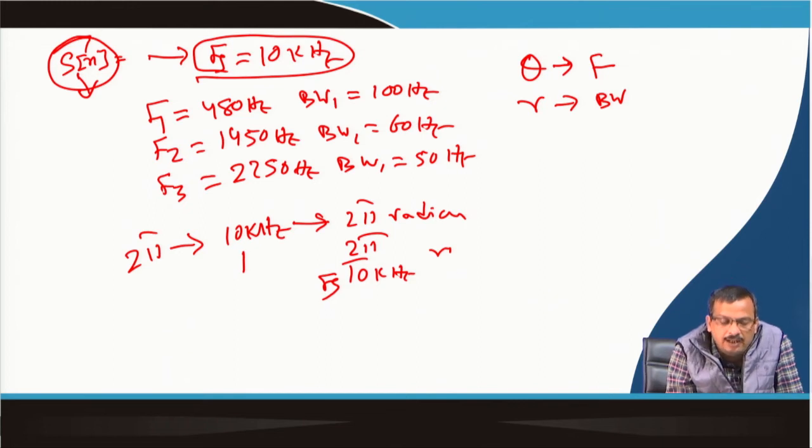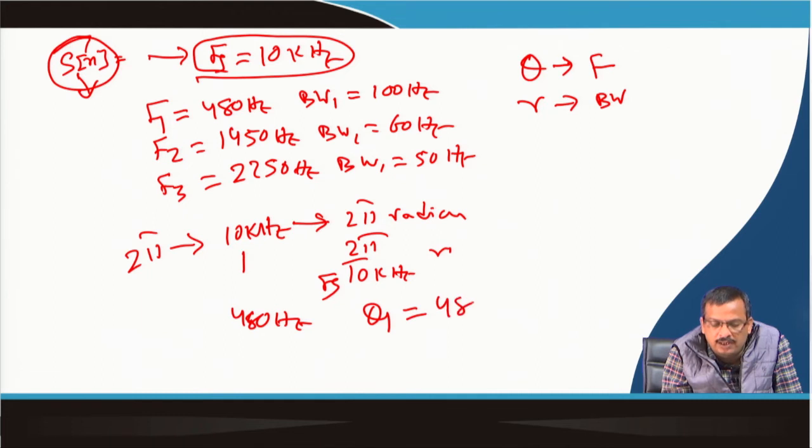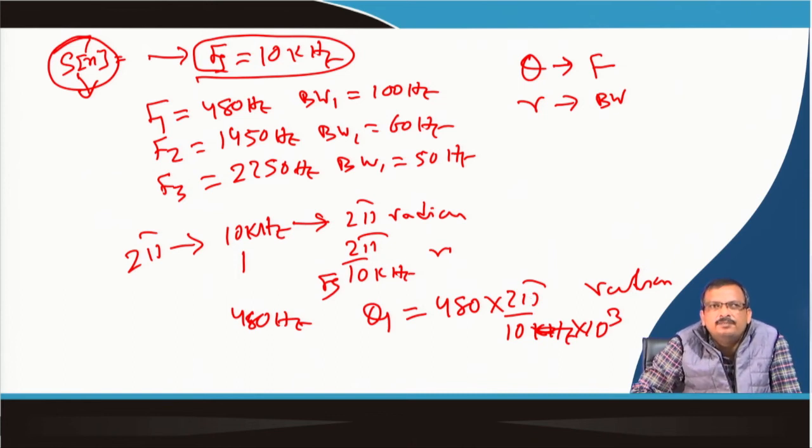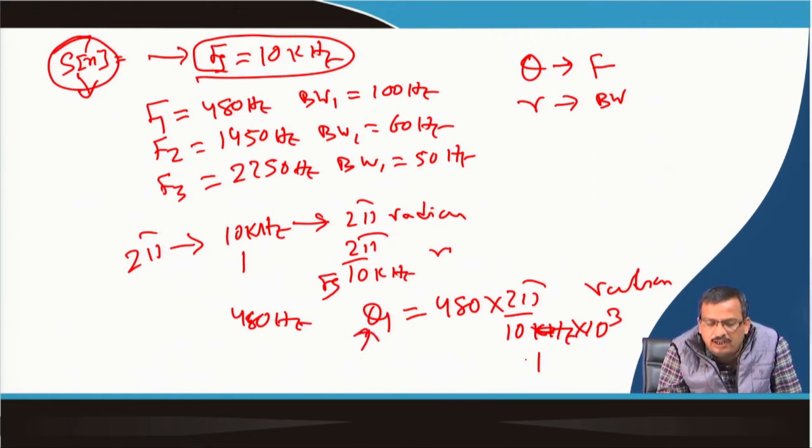Then I have a theta. I have to find out the theta for 480 hertz. So, I can say that theta 1 is equal to 480 hertz multiplied by 2 pi by 10 kilohertz, that is 10 into 10 to the power 3, in radian. If I want to get an angle, I can say pi is equal to 180 degrees, and I get the value of theta. Or the reverse way, if I know theta, I can calculate the formant frequency.